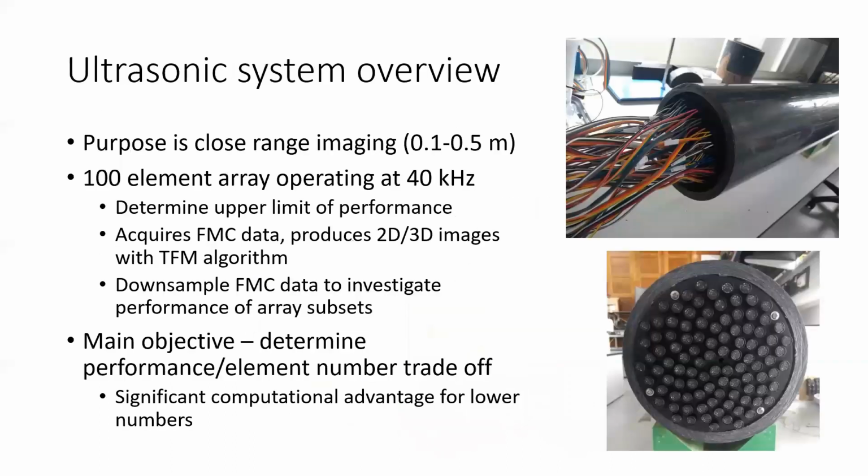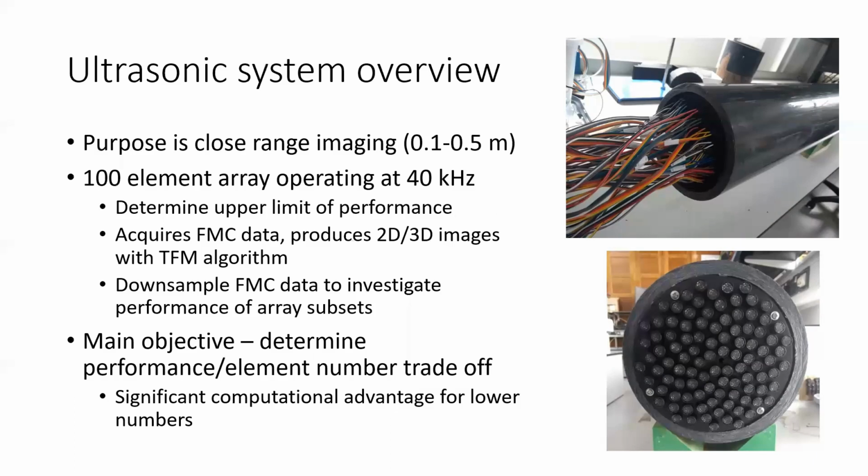So in terms of the ultrasonic system, the purpose of this is to produce high resolution images at close ranges of about 10-50 centimeters. And these photos show the experimental device that we built and are testing. It consists of 140 kilohertz transducers that fully occupy a pipe of diameter 150 millimeters. This is more elements than would be practically deployed, but the purpose is to determine an upper limit for imaging performance.